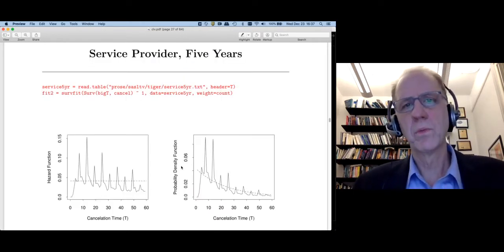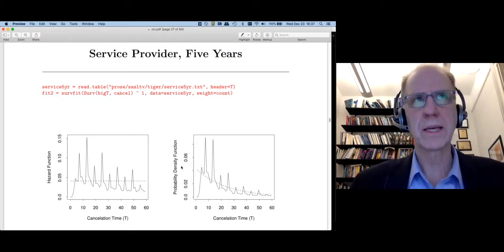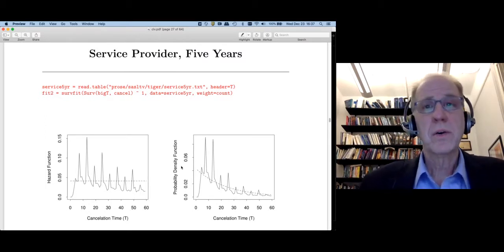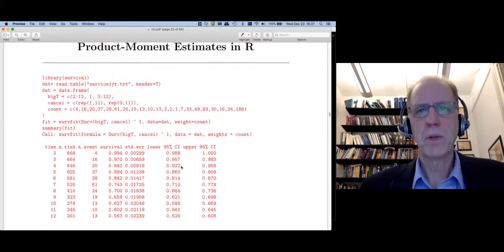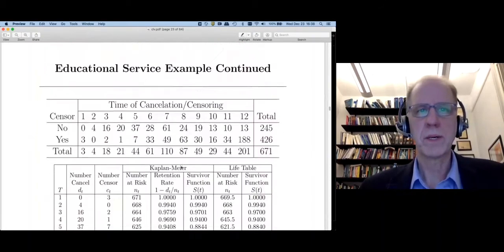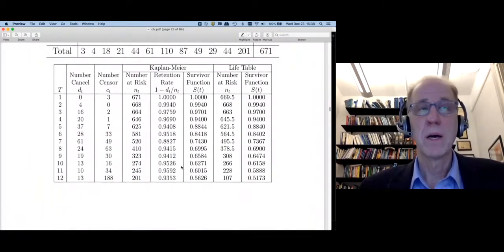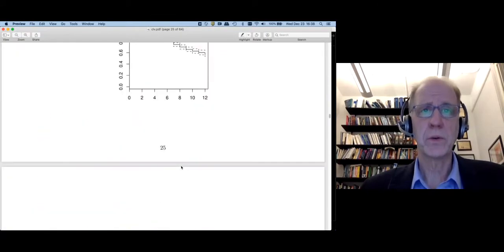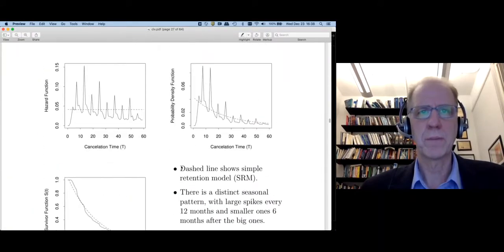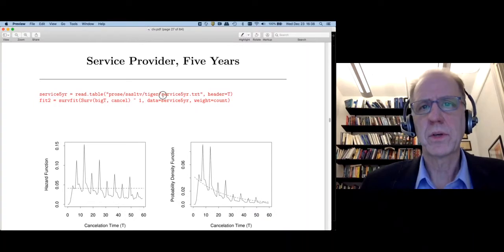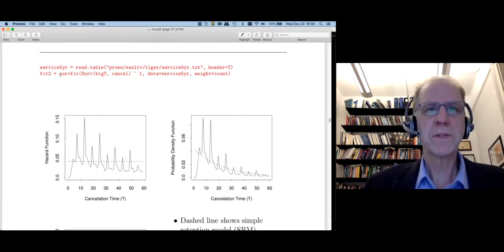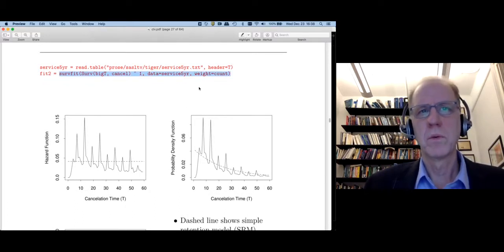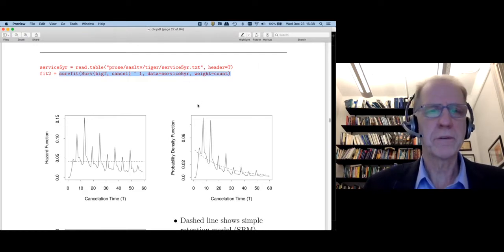I'd now like to work a slightly more complicated example. It turns out I had more than 1 year, but for the initial example, I wanted to keep it 1 year because it would all fit on one page. They actually gave us 5 years of data, though, when we did this project for the company. There's another data set out there called service 5 year. And if you bring that in, I can fit the same survivor function as I had before on the 5-year data.